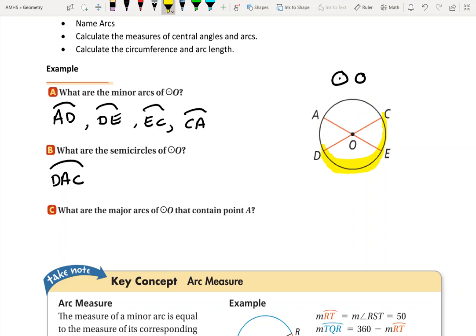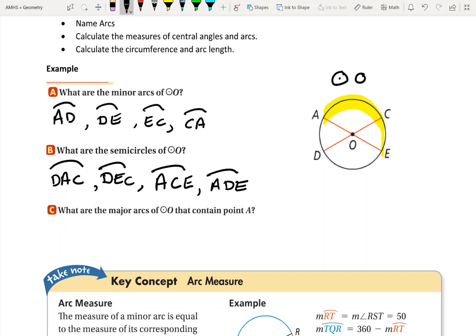Here's our other one. So to be clear as to which one I mean, I have to use my third point. So DEC is another semicircle. I have a semicircle starting at A and going to E. Passes through C, so A, C, E. And I have another semicircle that starts at A, goes to E, but it also passes through D. So this is A, D, E.